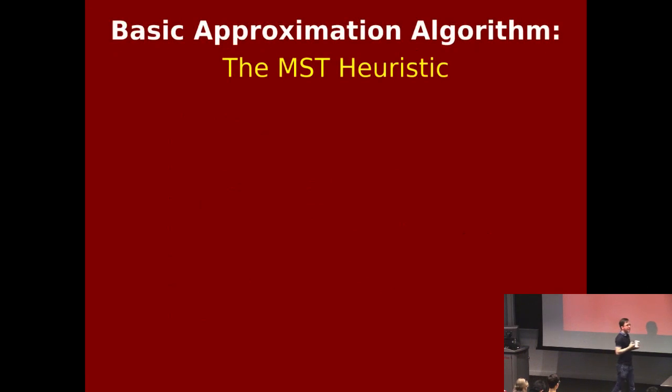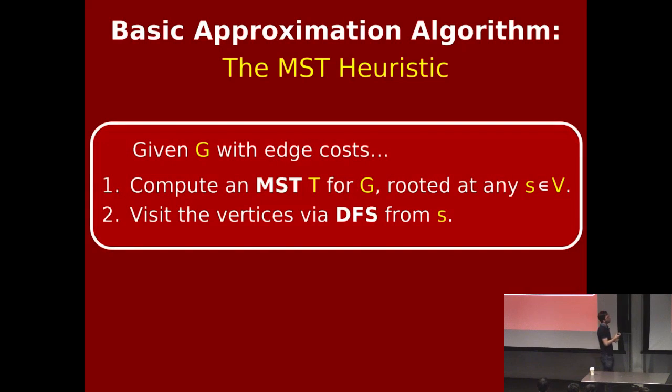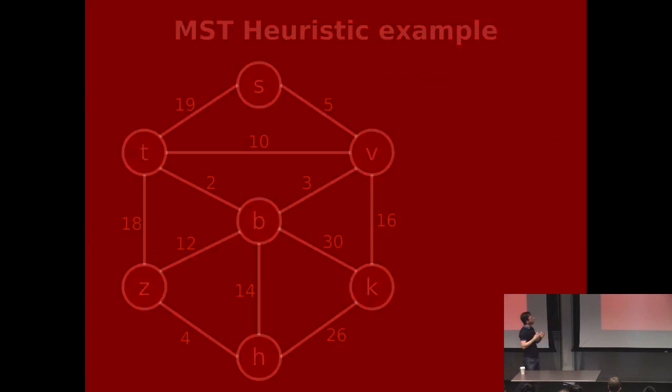Here's an example of an approximation algorithm for it. This is not the best one, but it's a pretty good one. It's called the MST heuristic. It's quite simple. This is the whole algorithm. You're given G. First you compute a minimum spanning tree for G, rooted at any vertex. It doesn't matter. We saw in lecture 11 how to do this in polynomial time. Once you have the minimum spanning tree, it's not a tour, but you start from the root and do a DFS. As you'll see, that gives you a tour. That's the whole algorithm.